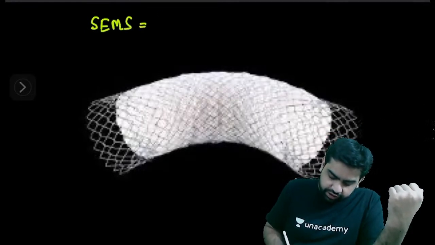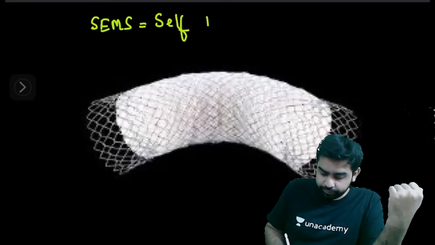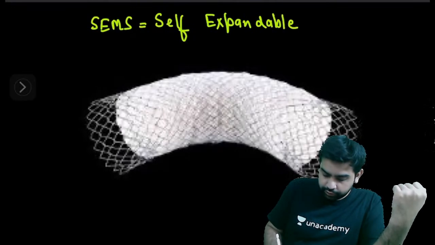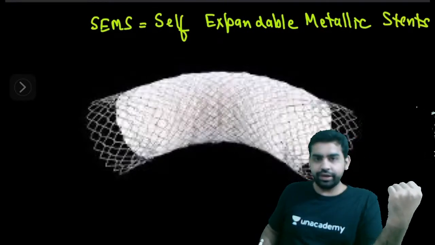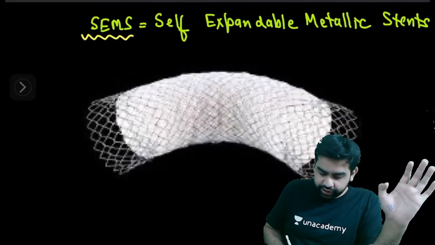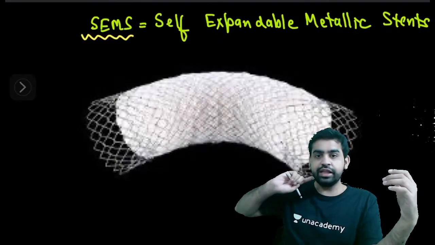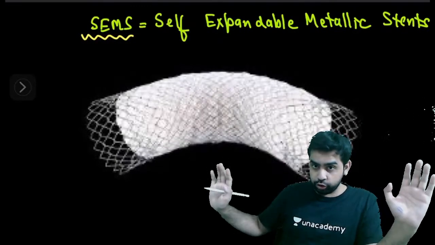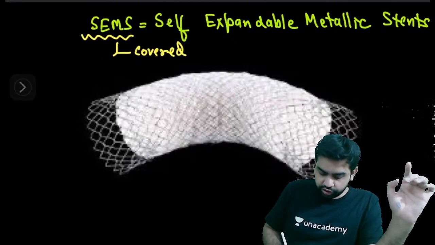SEMS stands for self-expandable metallic stents. Are you able to understand this point? These self-expandable metallic stents can also be used as a palliative procedure in metastatic carcinoma of the esophagus. Yes, they can be used, and these SEMS are either covered or uncovered.